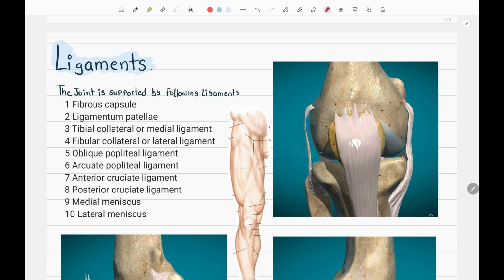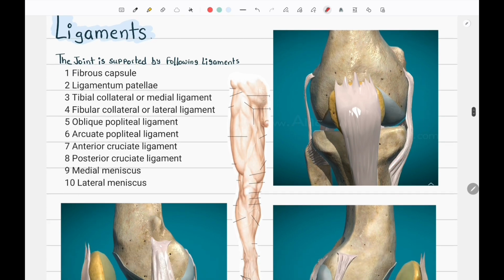Second, we have the ligamentum patellae. We are viewing the ligamentum patellae from the anterior view. So this is our bone, femur, tibia and fibula, and the ligament shown here is the ligamentum patellae. The ligamentum patellae connects the patella and tibia and extends from the patella to the tibial tuberosity.